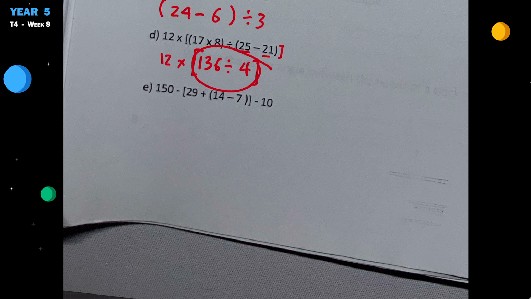So now what you're going to have is 12 times 34. You can work it out yourself.